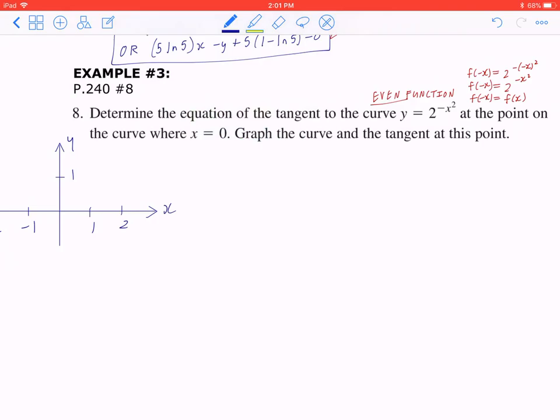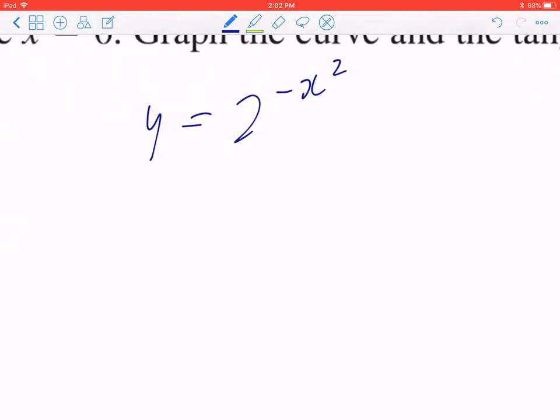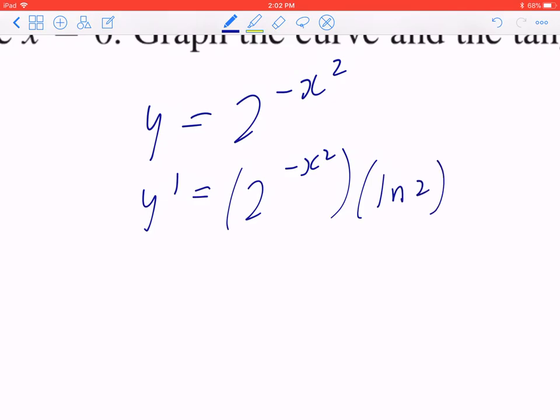Now again, determine the equation of the tangent at the point x equal to 0. So if you find the derivative, again, y equals 2 to the power of negative x squared, y prime equals, again, there are 3 steps here. Step 1, you copy this. Step 2, multiply by the ln of the base. And the third step is to multiply by the derivative, which is negative 2x.